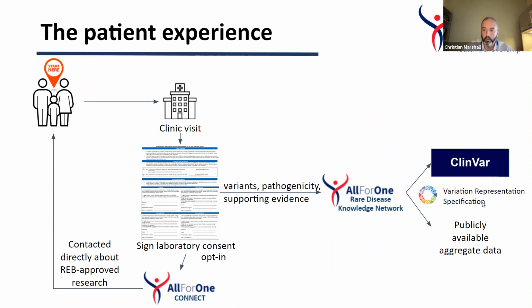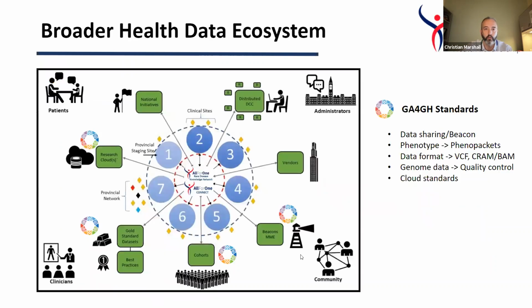I've also shown the variant representation specification here, which would be a GA4GH standard that we would like to implement at this stage. And you can imagine lots of other standards that we'd like to implement across this process. But ideally, they could be recontacted and contacted directly about REB-approved research. So creating this network that feeds back into the healthcare system.